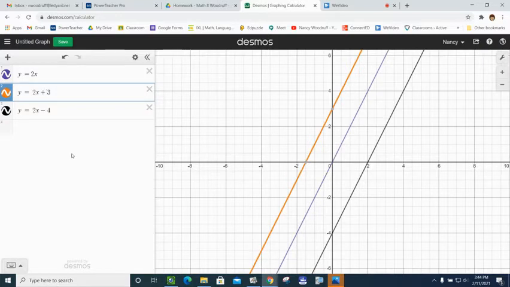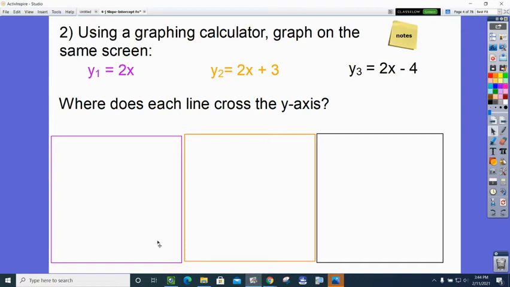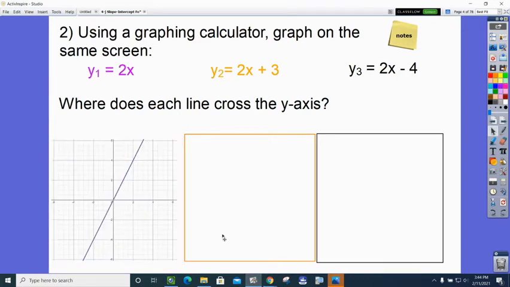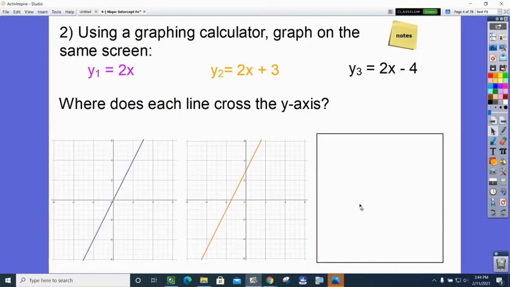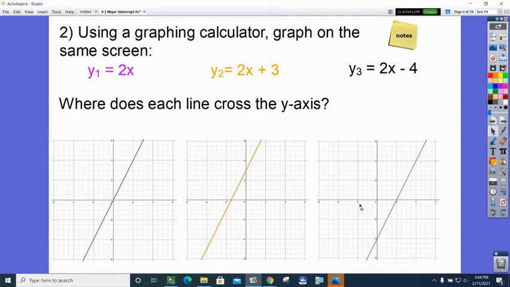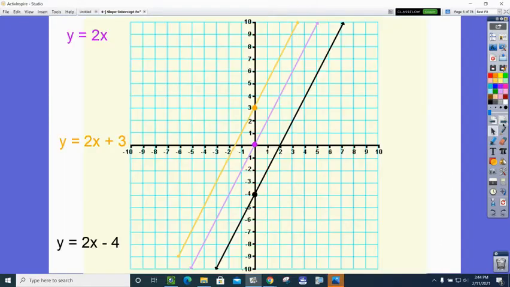Okay. So what you should notice is they look like train tracks. Okay, so we're going to talk about that. The one right here that I'm tracing that goes through 0, 0 is y equals 2x. This one is y equals 2x plus 3. And this one is y equals 2x minus 4. So let me go back. y equals 2x, y equals 2x plus 3, y equals 2x minus 4. And then if we put them all in the same graph, this is kind of what they look like.